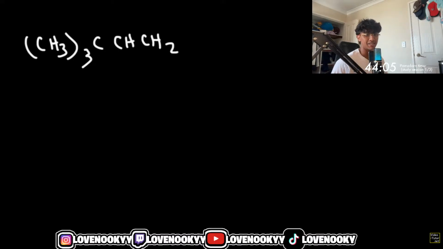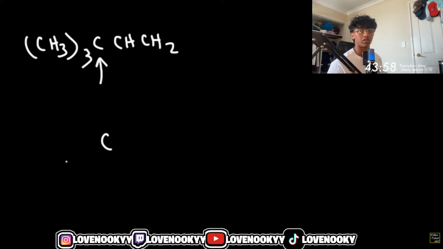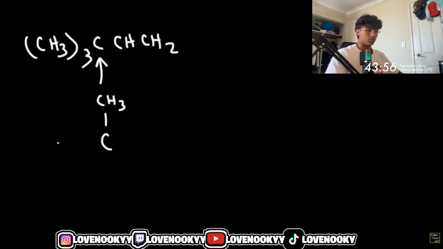Try this example. CH3 times 3, and then a carbon, and CH2. Convert that into a skeletal structure. So first I'm going to expand it. Let's start with the carbon atom. So that carbon is attached to 3 methyl groups. Here's the first one, here's the second one, and here is the third one.